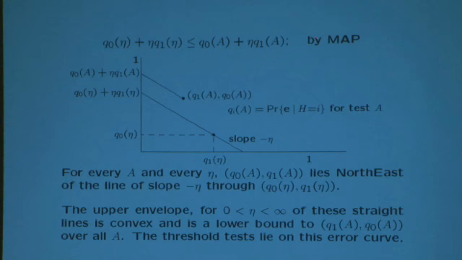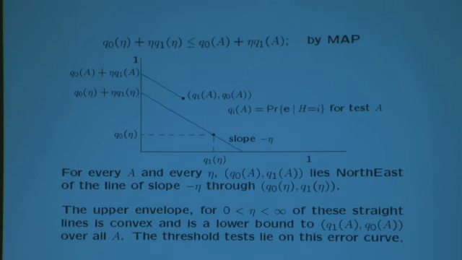We know, because of the maximum a posteriori probability rule for the threshold test, that this is less than or equal to this. Okay, this is the minimum error probability. This is the error probability you get with whatever test you like.